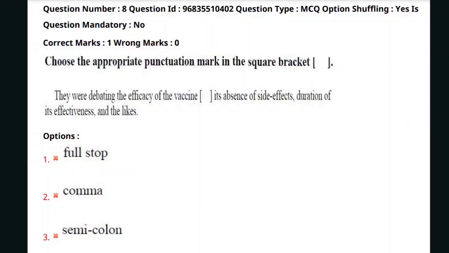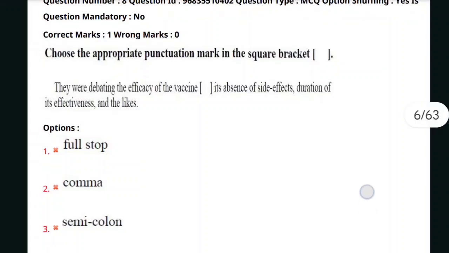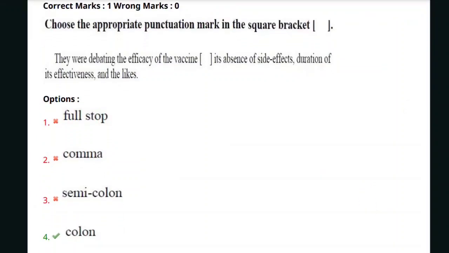Next question, 8th question. Choose the appropriate punctuation mark in the square bracket. Here they are asking you to put the punctuation mark in the square bracket. This question is on punctuation marks. They were debating the efficacy of the vaccine, colon, its absence of side effects, duration of its effectiveness, and the likes. Here the correct answer is colon. So here the question is on punctuation marks.